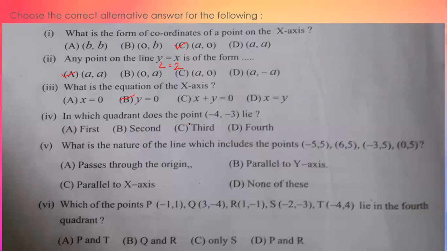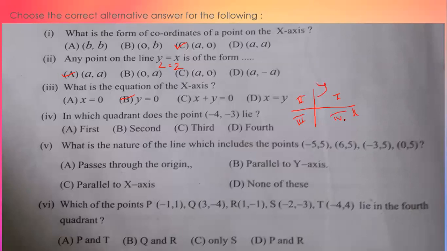In which quadrant does the point -4, -3 lie? Let us quickly revise this concept also, which we have done in our first lecture. When we draw the x-axis and the y-axis, the plane gets divided into 4 parts, and each part is called a quadrant. These quadrants are numbered as first quadrant, second quadrant, third quadrant, and the last one, fourth quadrant.